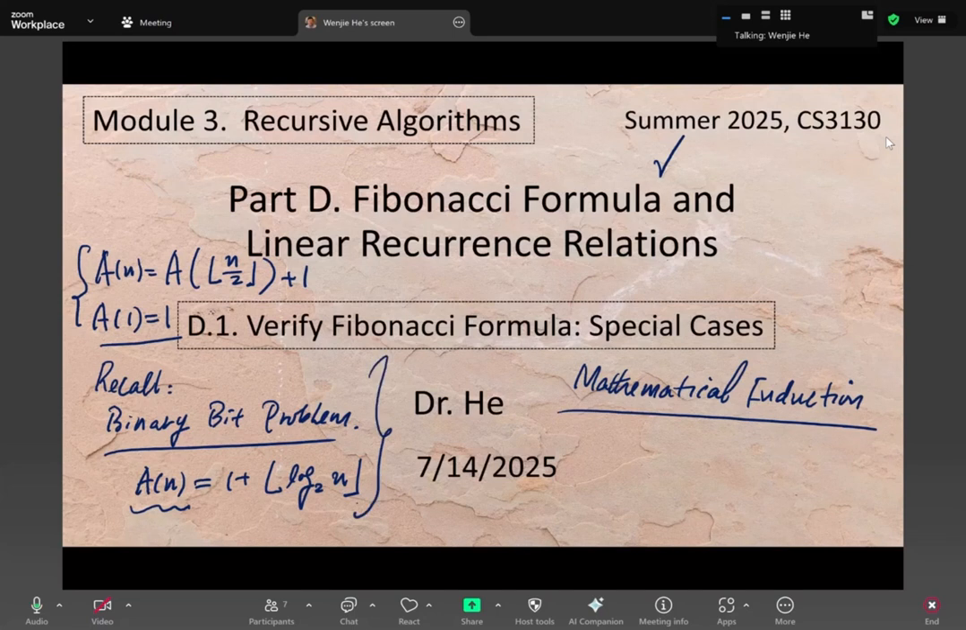So this applying mathematical induction on this one, so I skip it. I only apply mathematical induction on the Fibonacci formula.